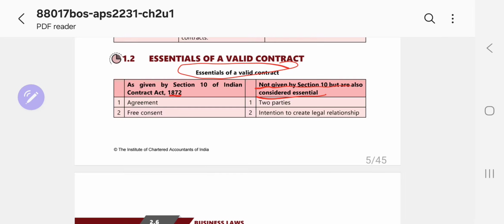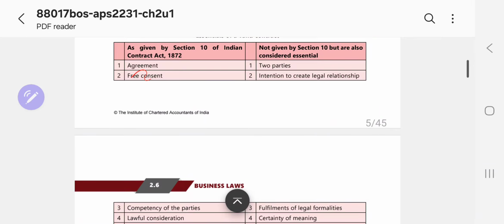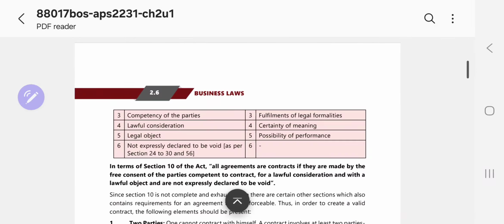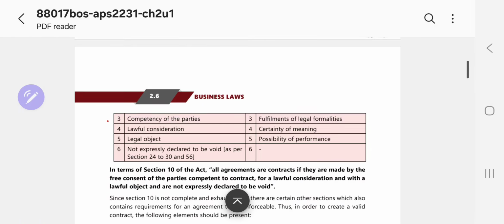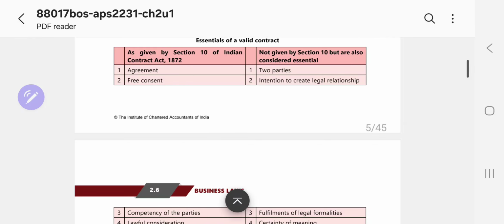The first one is that there should be an agreement to become a valid contract. The second one is free consent. The third one is competency of the parties. Competency means the parties should be able to perform their rights and duties. The fourth one is lawful consideration. There must be a consideration which agrees with the legal terms and conditions. The fifth one is a legal object. The sixth one is that it is not expressly declared to be void, as per Sections 24 to 30 and 56. The terms and conditions should not be void, they should be valid.